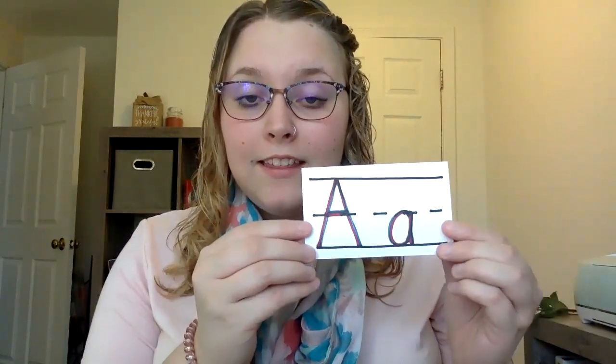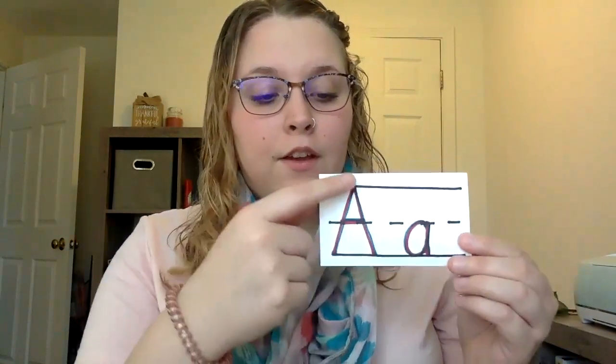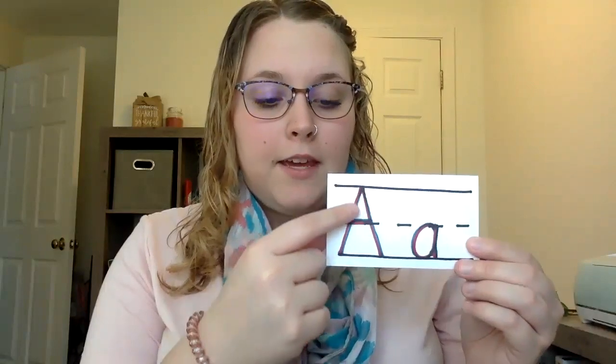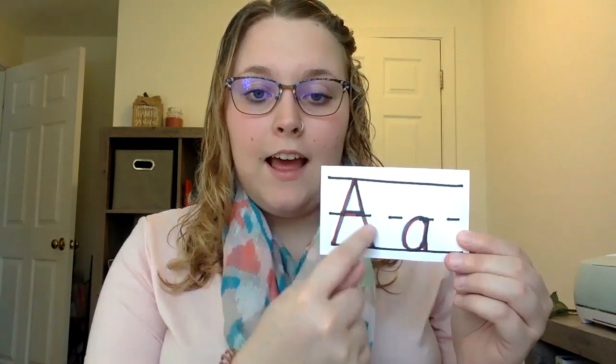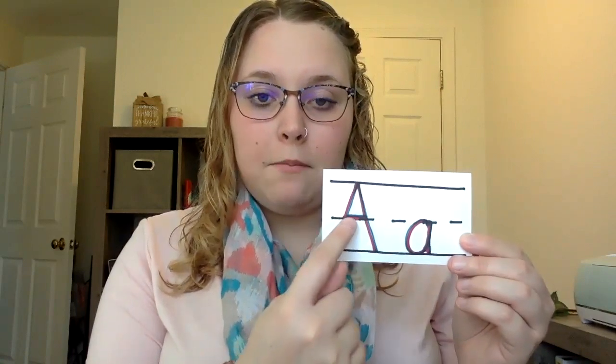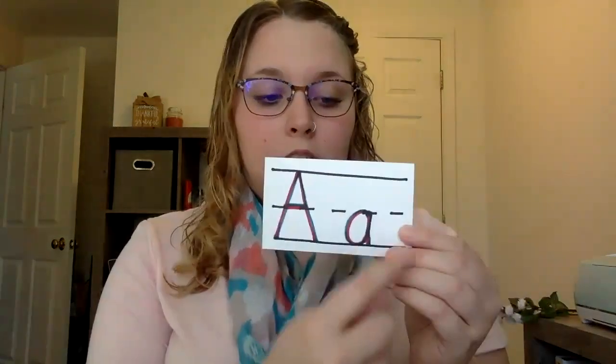So, for our first letter, we have the letter A. Starting at the top, make a diagonal line down. Starting at the top again, a line down. Starting at the middle, straight line across. For the uppercase A, you're going to make a C up and down.